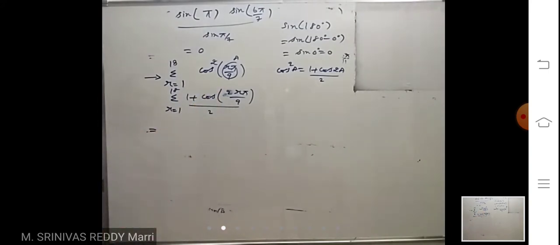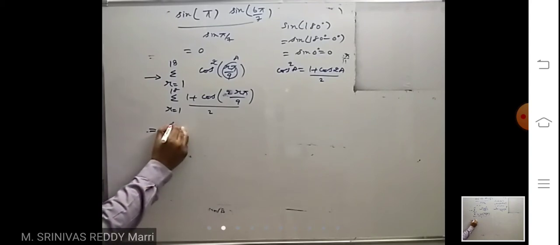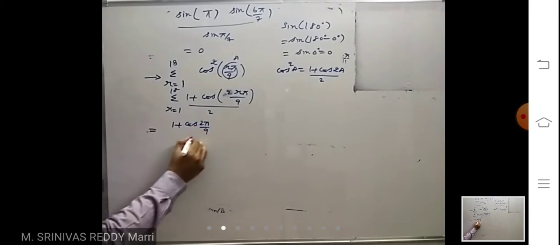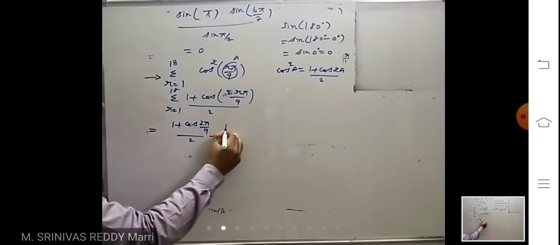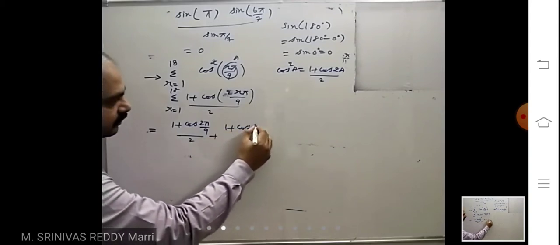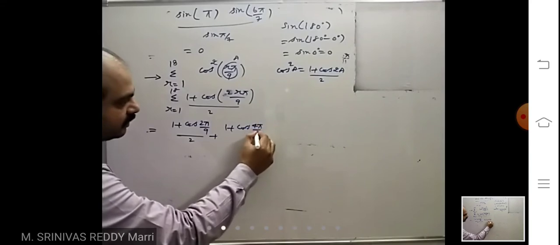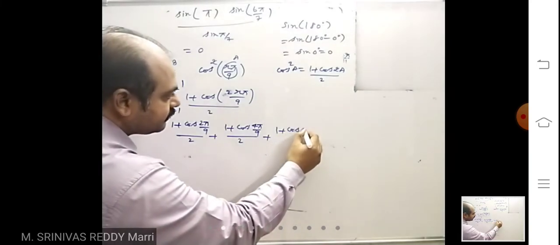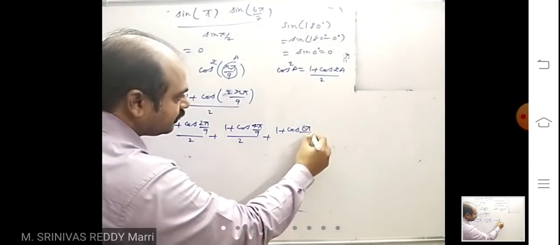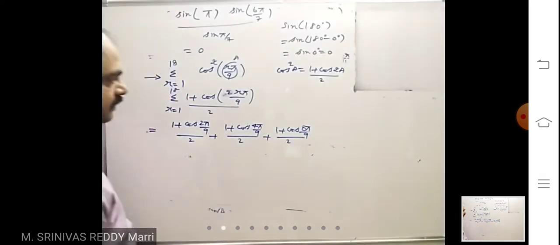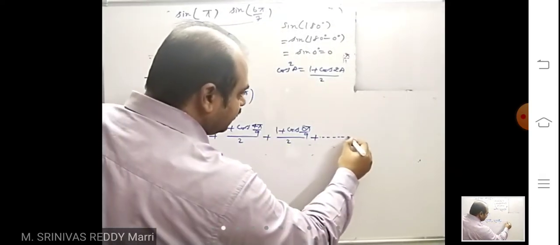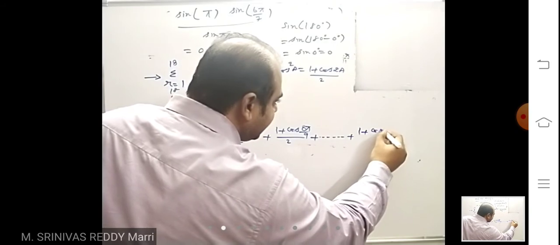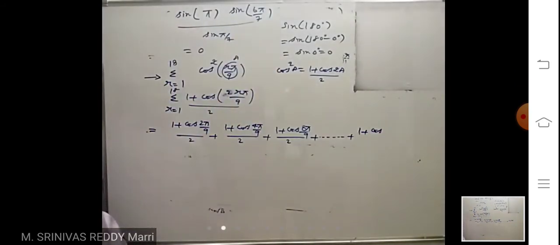Now expand the sigma. Now r equals 1. What will you get? Cos 2 pi by 9, divided by 2. Then r equals 2: 4 pi by 9 divided by 2. Then 8 pi by 9 divided by 2, and so on. Lastly, r equals 18. No need to write all the terms, right? And so on, up to r equals 18.